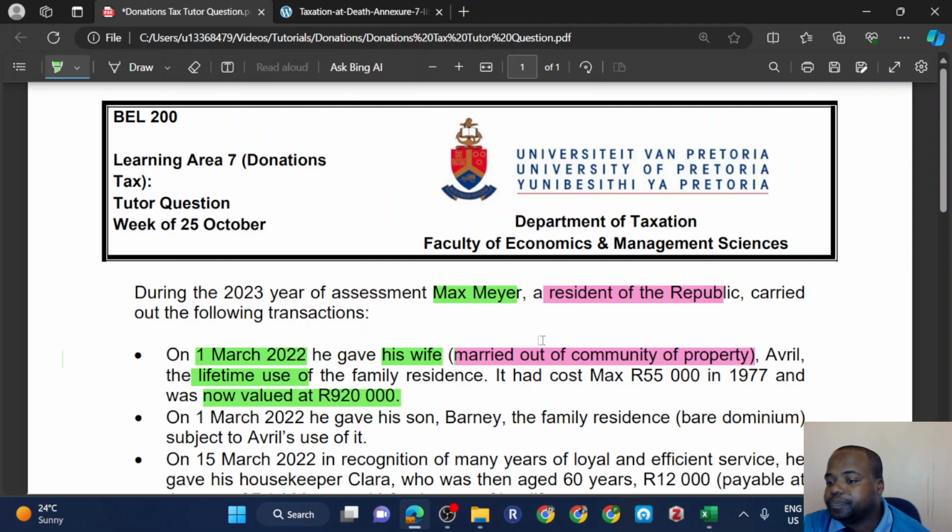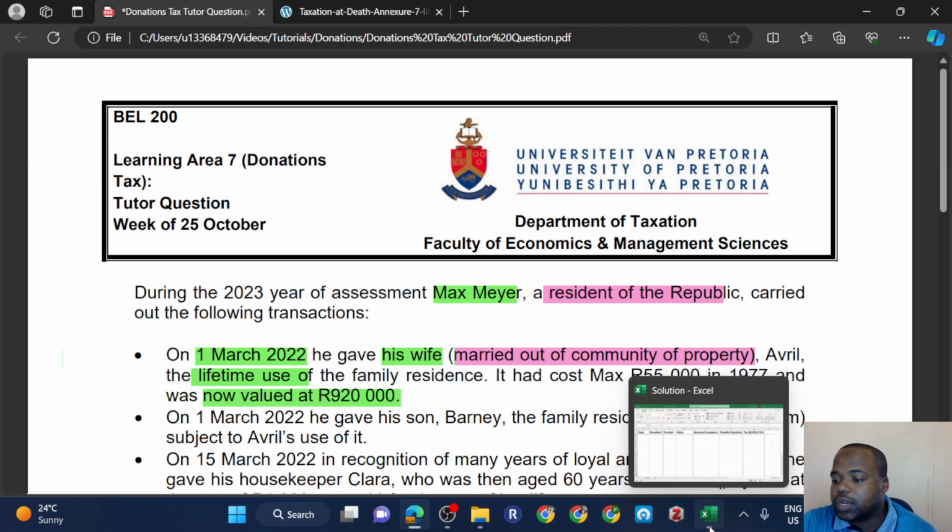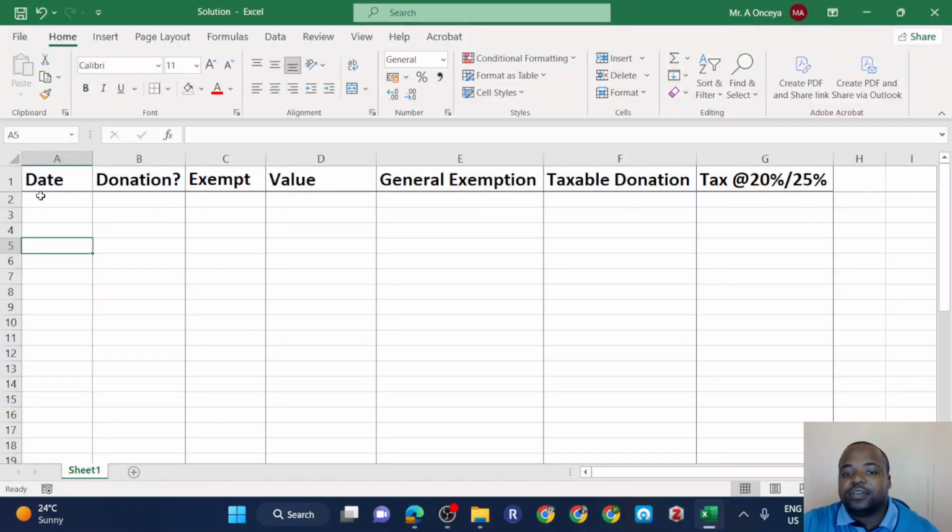First of all, it's very important that we know the regime someone is married under, because if they are married in community of property and they donate an asset that falls within the joint estate, then they essentially donate in equal proportions, so 50%, 50%, right? But in this case, they're married out of community of property, so we don't need to do that. And then in terms of this transaction, Avril has the lifetime use of the family residence, and Avril is Max's wife. So let's quickly compute the implications of this transaction.